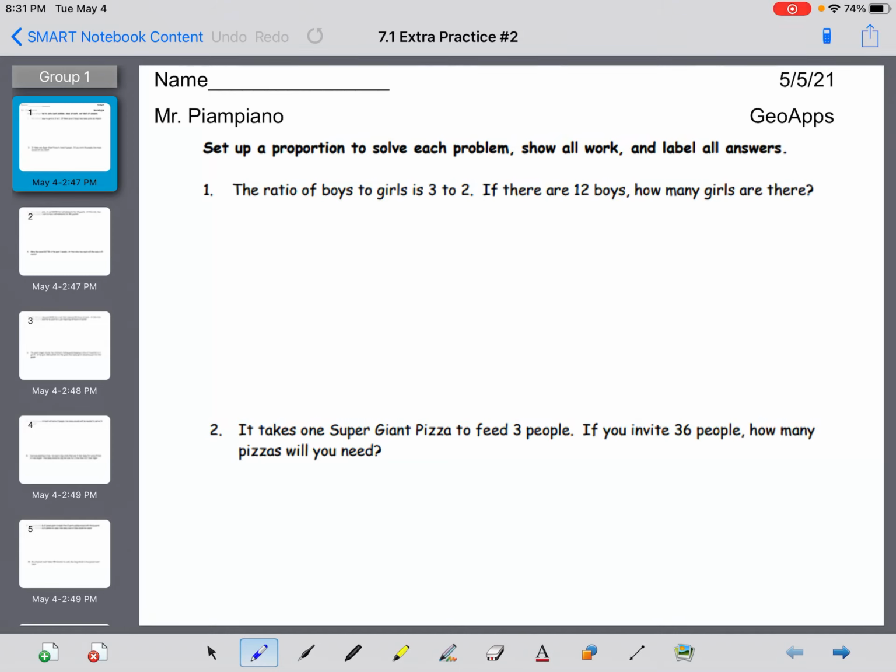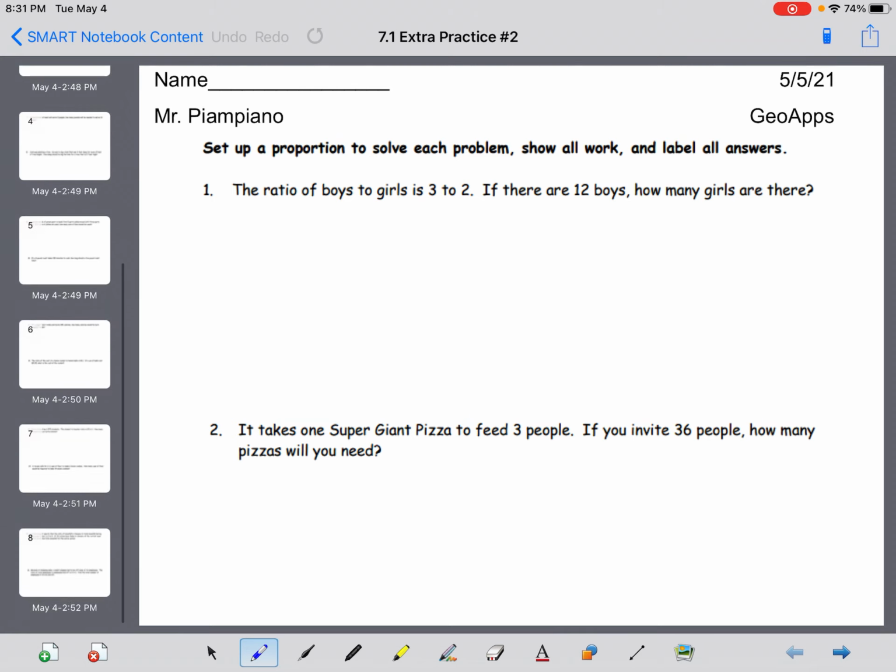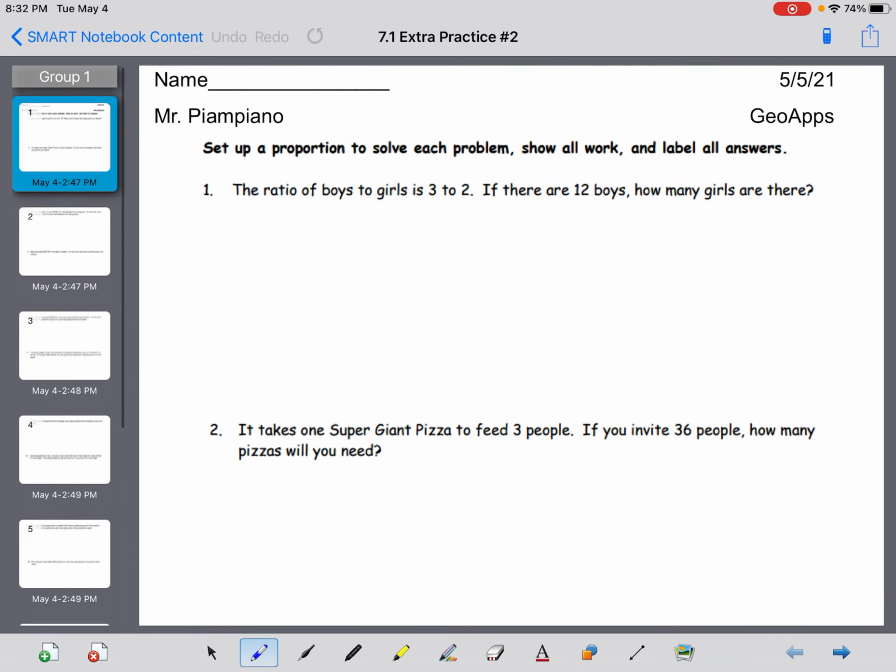All right, everyone, this is 7.1 extra practice number 2. Each of these questions is going to use the same approach. You're going to set up a proportion. You're going to solve each problem for the unknown, which we're going to call x. You need to show all work, okay, and label your answers.